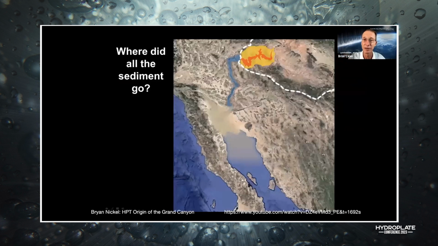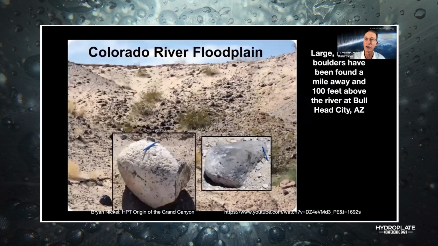And then some of it may be those Imperial Sand Dunes in California. And Walt Brown says that if you do an isotope data test on that, you're going to see that the Imperial Sand Dunes came from the Grand Canyon. And large rounded boulders have been found a mile away, 100 feet above the river at Bullhead City. Okay, large, rounded. Okay, let's think about that.